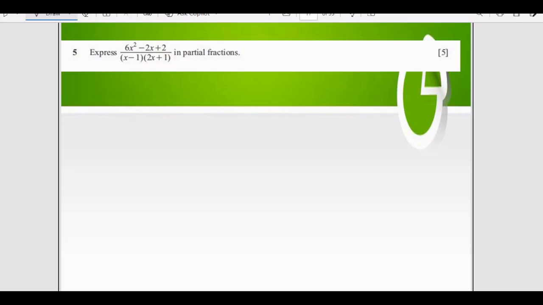Okay, so next we have: express this in partial fractions. Whatever question you see, the first thing you need to know is the degrees of the numerator and denominator. Here the degree of the numerator is 2 and the degree of the denominator is also 2. So again, this is an improper fraction, so we are going to divide it, right?